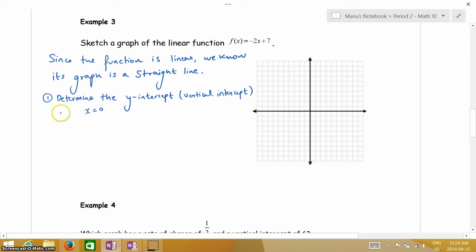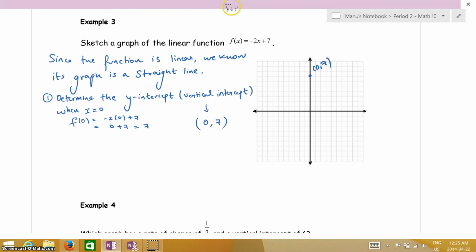So as a result, I will get the following equation. F of 0 equals negative 2 times 0 plus 7, which is negative 2 times 0 is 0, plus 7, which is simply 7. So as a result, my vertical intercept ends up being the point (0, 7). So on the graph, I will have the point (0, 7). 0, 1, 2, 3, 4, 5, 6, 7. Here's the point (0, 7).